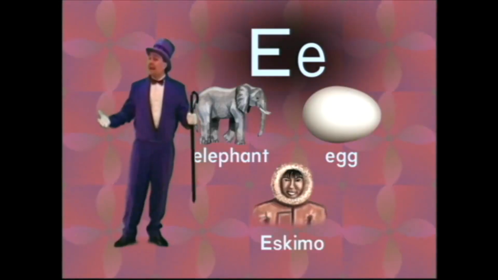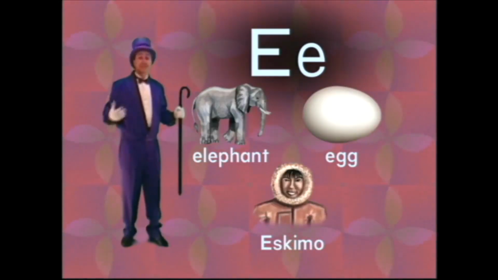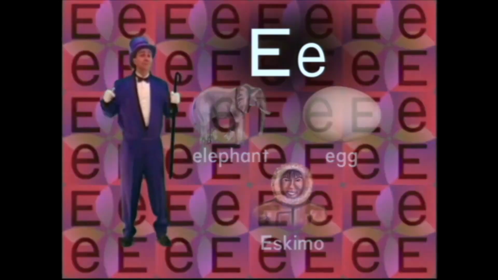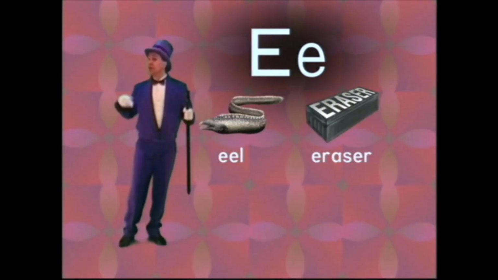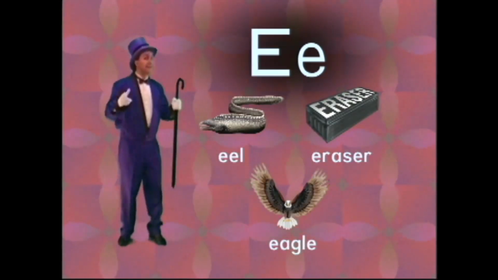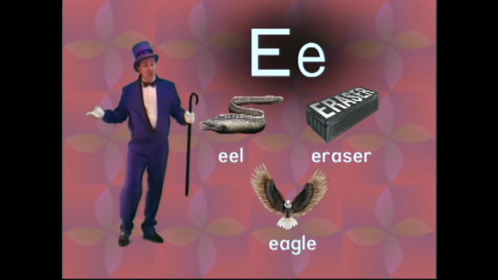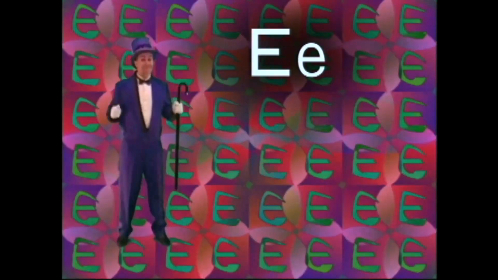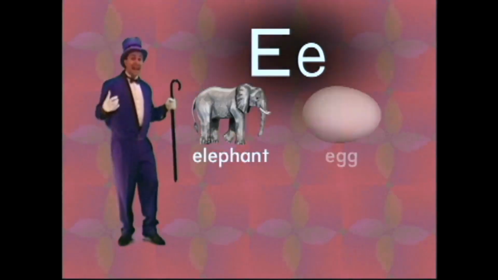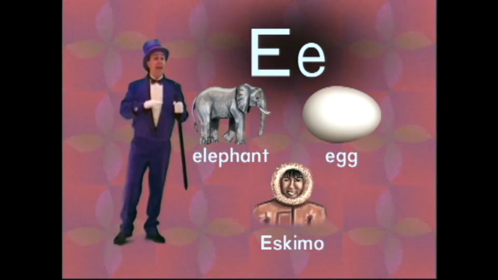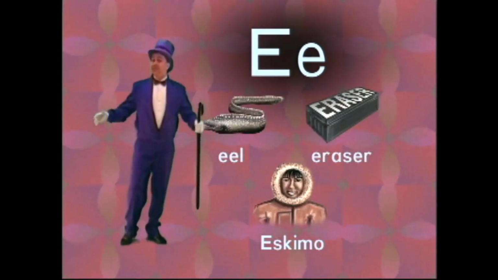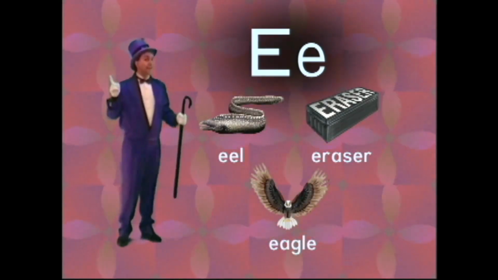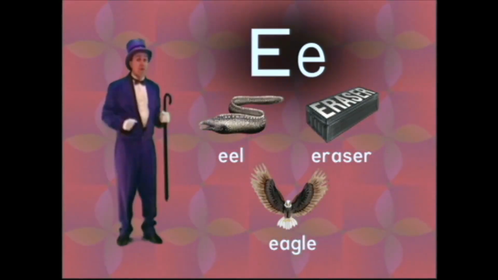Elephant, egg, and Eskimo. These are some of the E words I know. Eel, eraser, and eagle too. These are E words just to name a few.